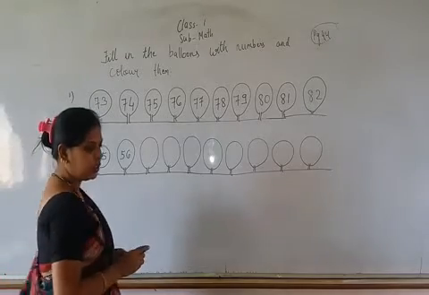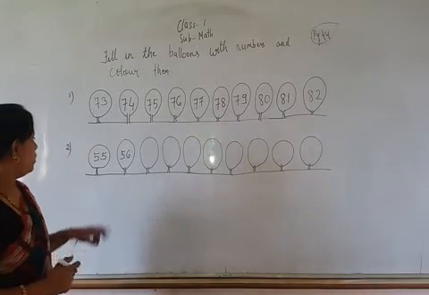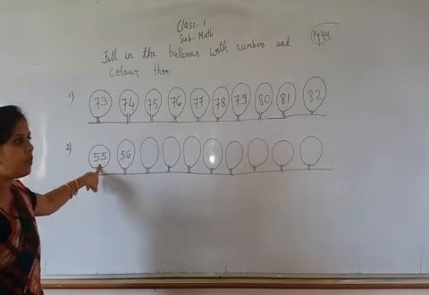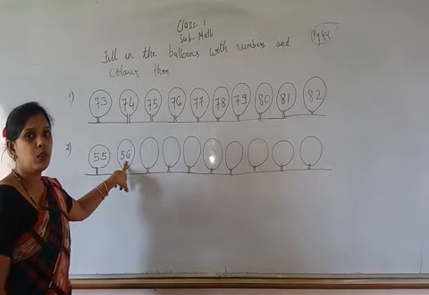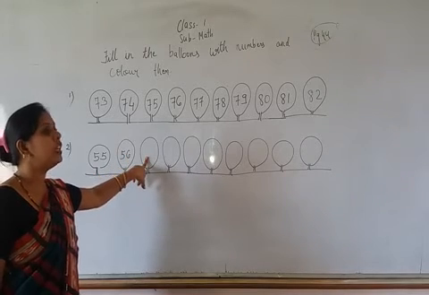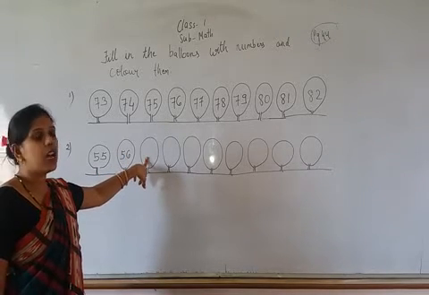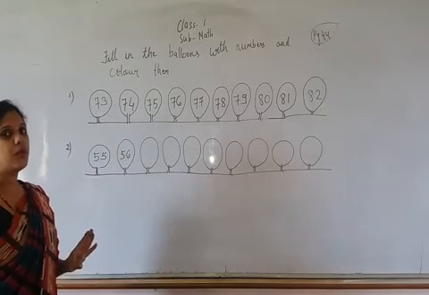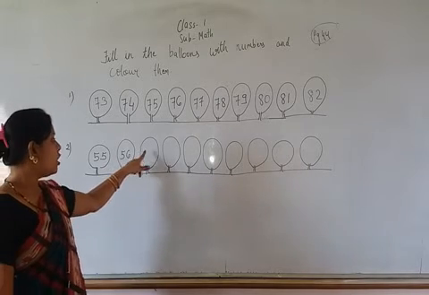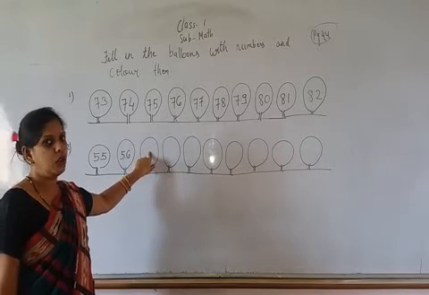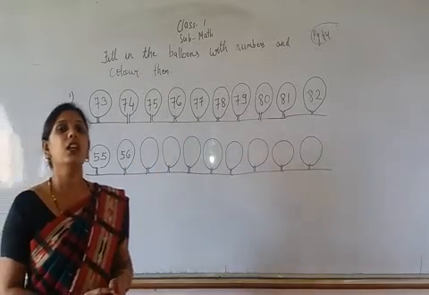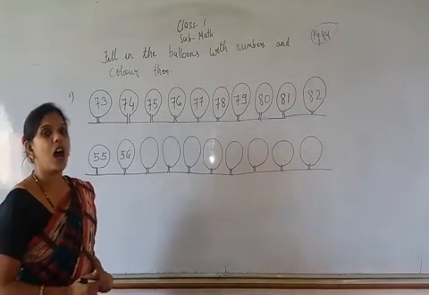This is already written. This balloon is already filled with the number 55. The next balloon is also filled with the number 56. Now what we have to do? We have to fill the next balloon. Which number do we have to write, the before number or the after number? We will write the after number, because the after balloons are empty. That's why we have to fill the balloons by writing the after numbers.